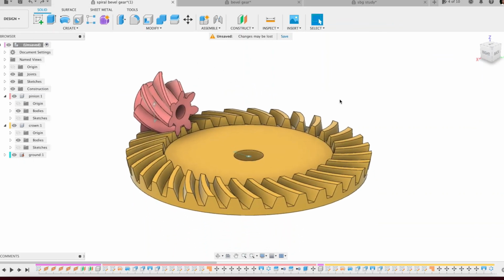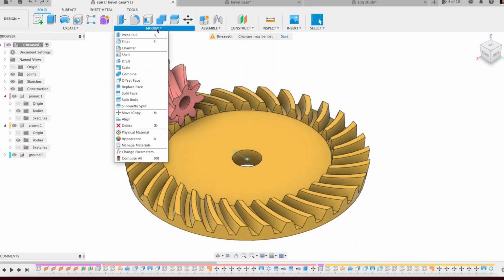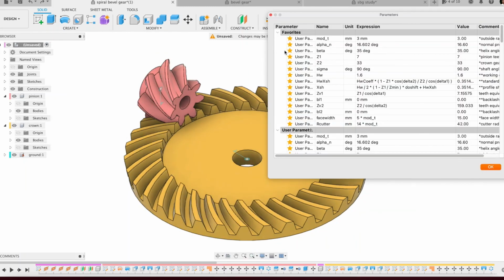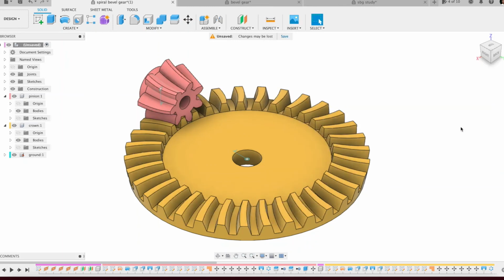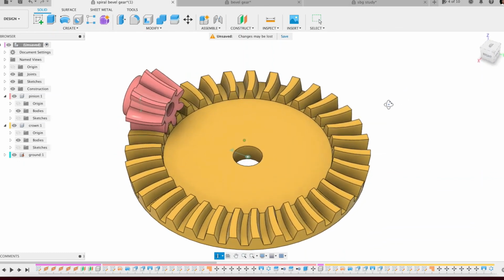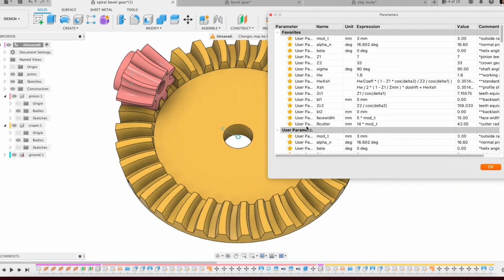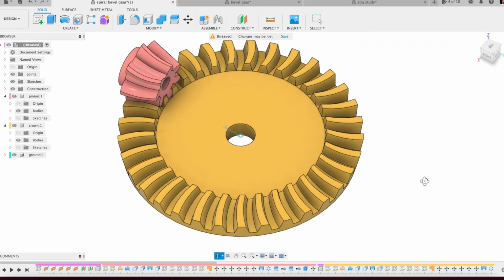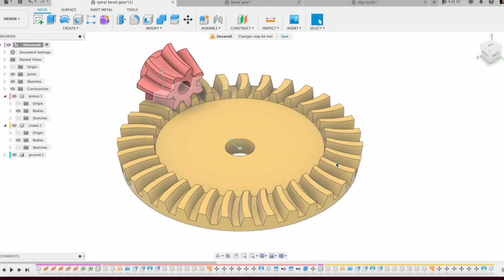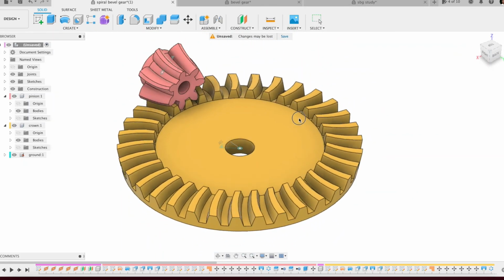There is still one parameter to check, the spiral angle beta. I left it unchanged at 35 degrees. I set it to 0, and the result is a Zerol bevel gear. One last parameter to finalize the presentation, the radius of the cutting tool. I reduce it by about 30%. Visually the difference is not very noticeable, but the change is real.